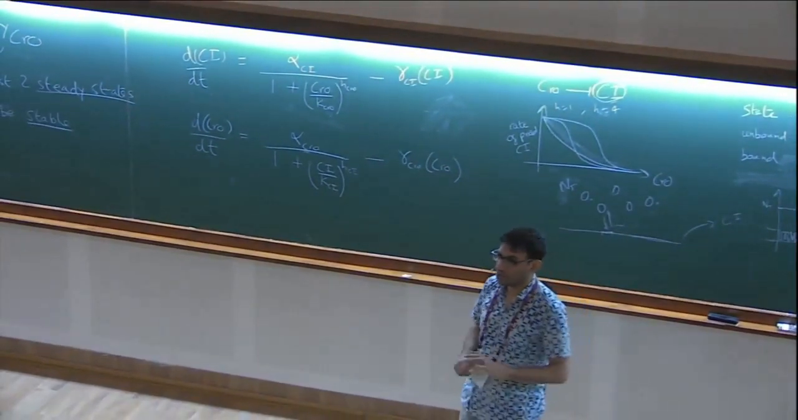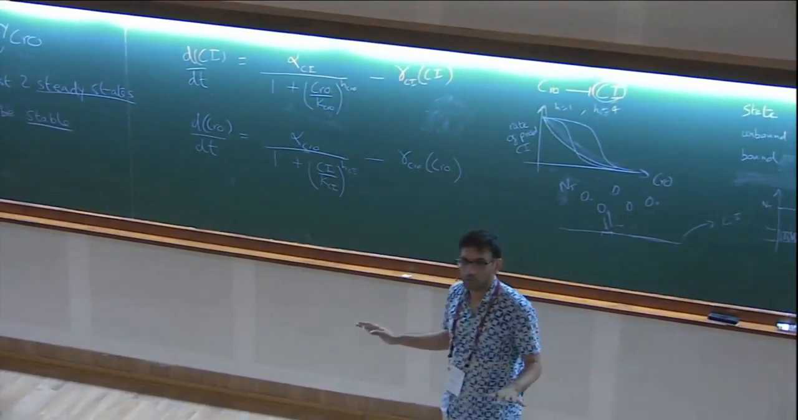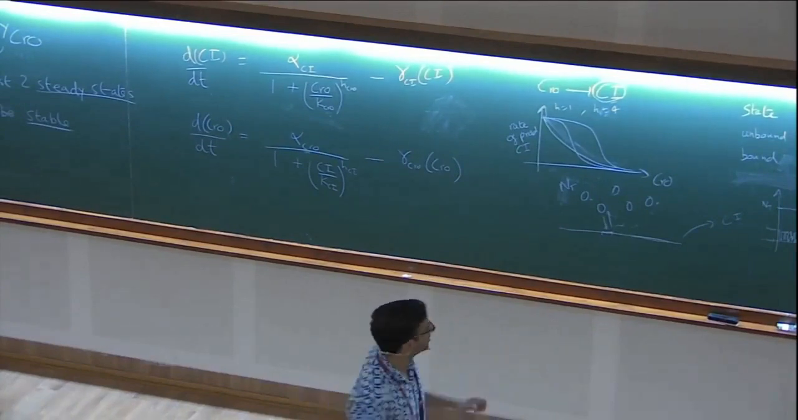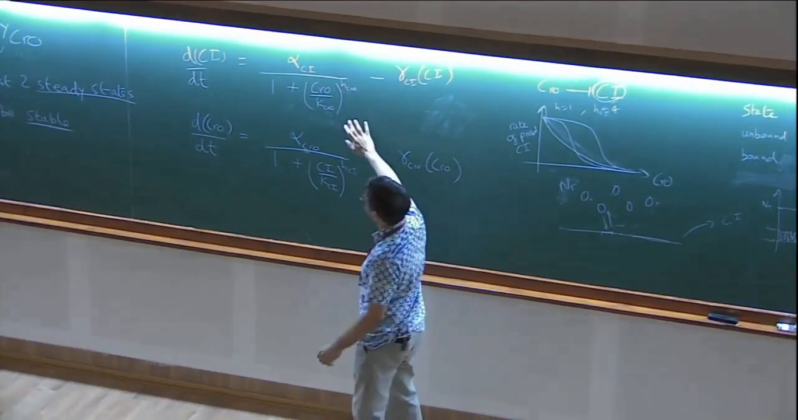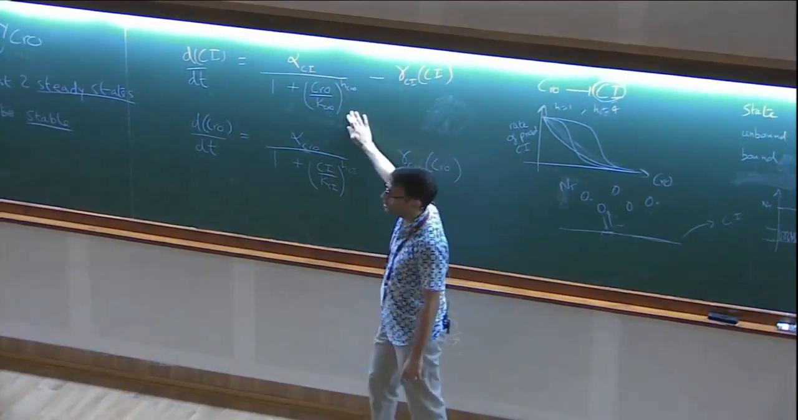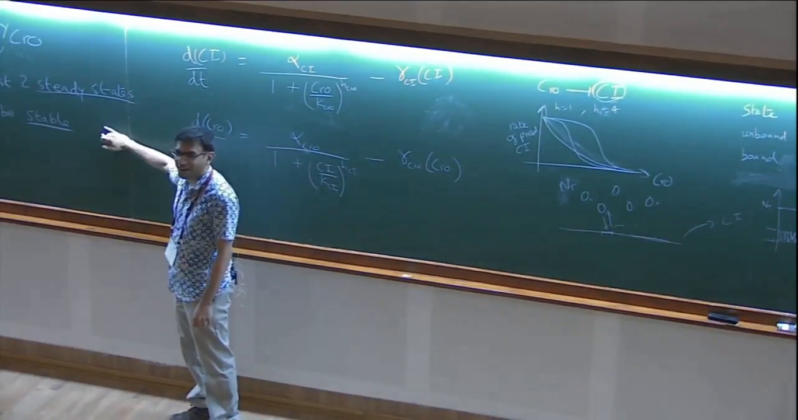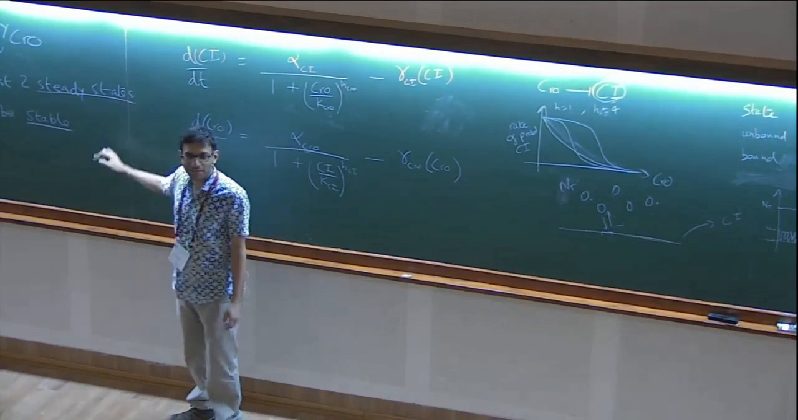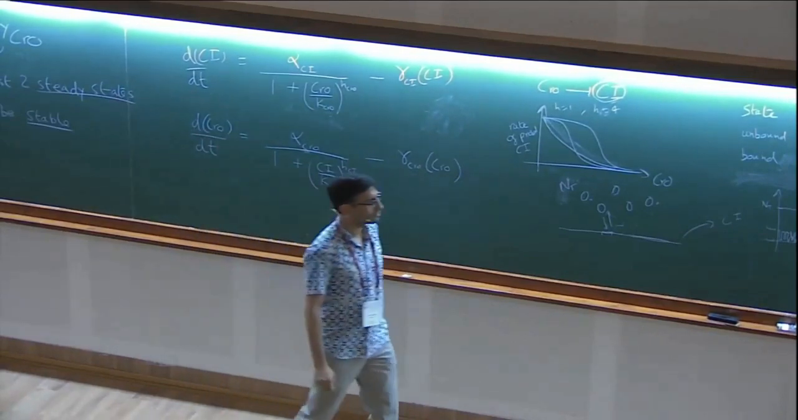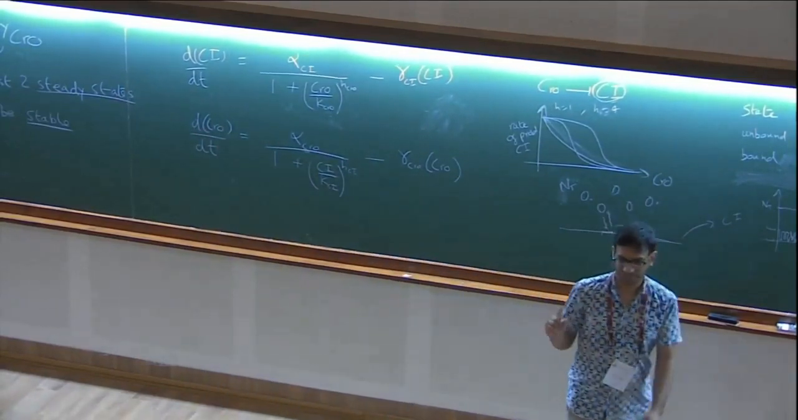So what I want to do now, if there are no more questions about this, is get back to the question we wanted to ask in the first place: are there two steady states? Are they stable? What does that even mean? And so on. Any questions?